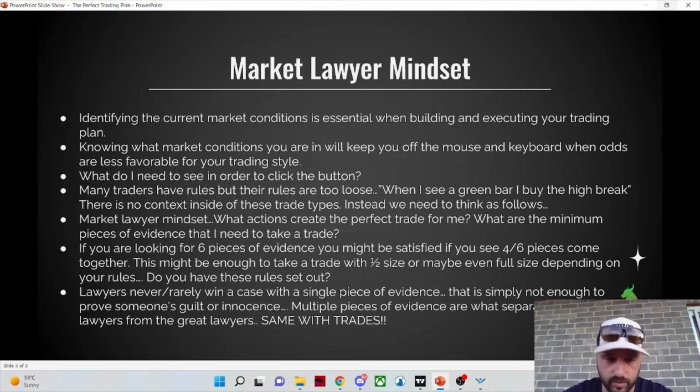So, as I said, I covered this at the bottom right here. Lawyers never or very rarely win a case with a single piece of evidence. It's simply not enough to prove someone's guilt or innocence. Multiple pieces of evidence are what separate the bad lawyers from the great lawyers. Exactly the same with traders.